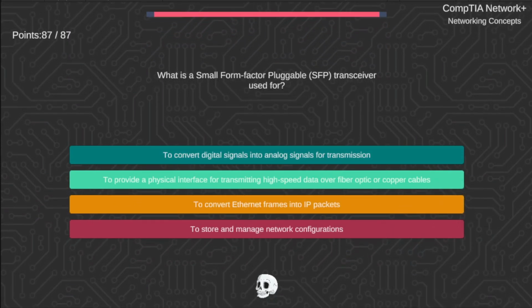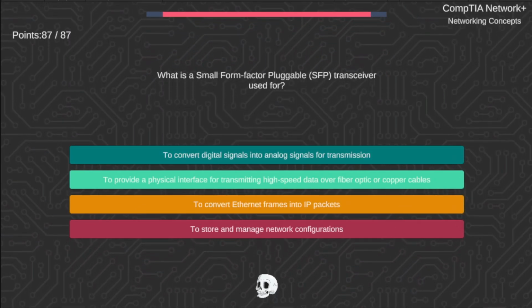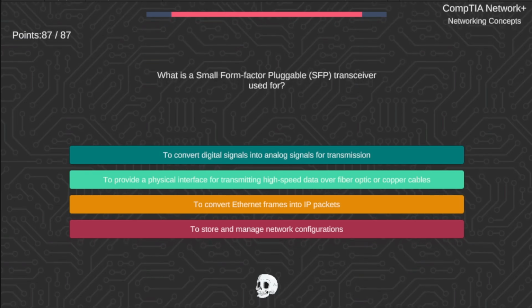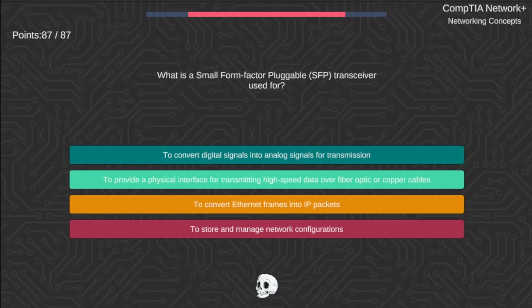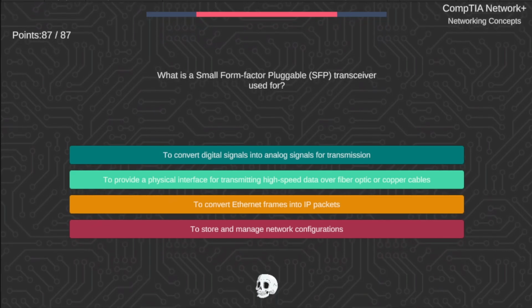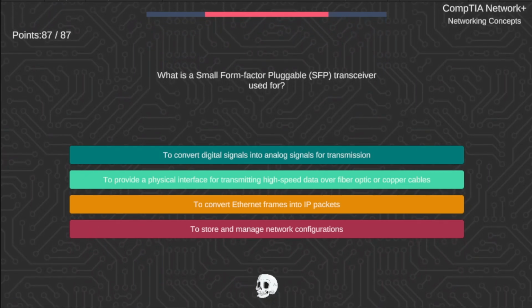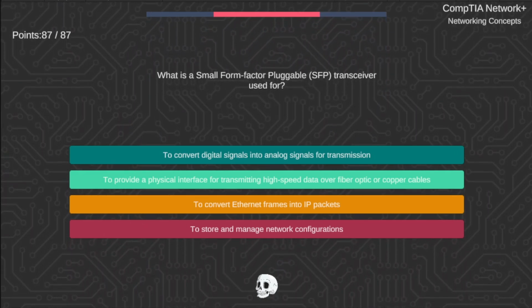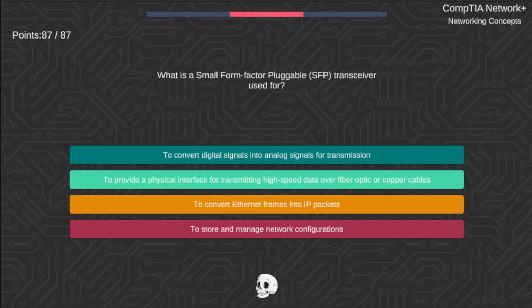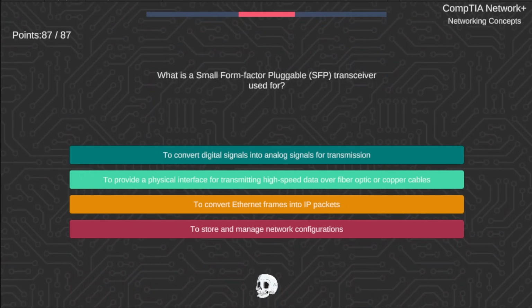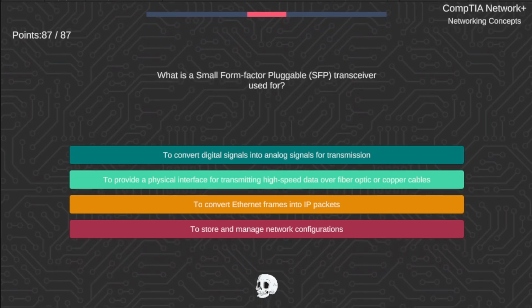What is small form factor pluggable or SFP transceiver used for? To convert digital signals into analog signals for transmission, to provide a physical interface for transmitting high-speed data over fiber optic or copper cables, to convert Ethernet frames into IP packets, or to store and manage network configurations. A small form factor pluggable transceiver.